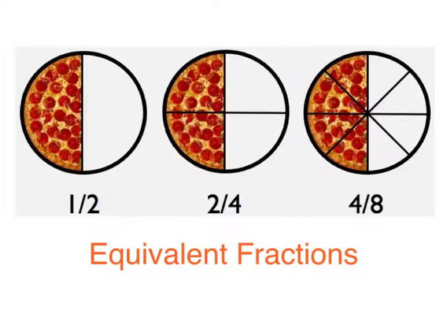So because all 3 of these fractions show the exact same amount, they are called equivalent fractions. You could see that the word equivalent starts with the same letters as the word equal. These fractions are equal, they show the same amount. 1/2, 2/4, and 4/8 all show the same amount. If I ate 1/2 of a pizza and you ate 4/8 of a pizza, we would have eaten the exact same amount of pizza.